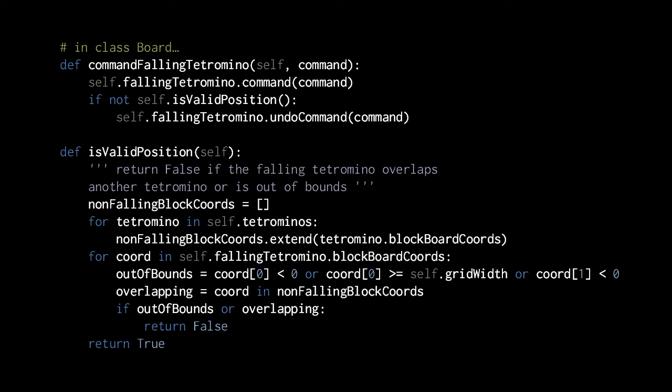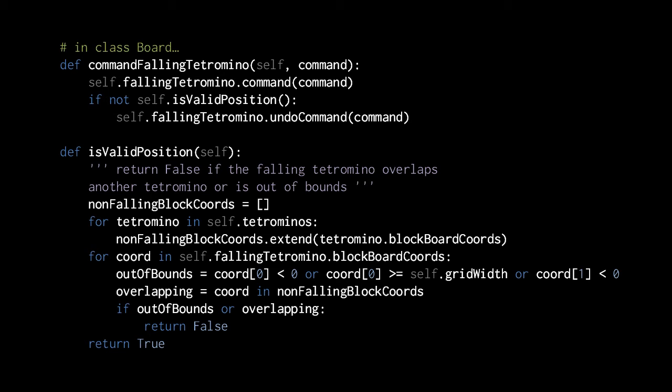The extend method of a list, recall, takes another list as argument and appends every item of the argument. Once we have this list of coordinates, we then iterate through the block coordinates of the falling Tetramino, testing whether the chord is out of bounds or whether it matches any chord in non-falling block chords.